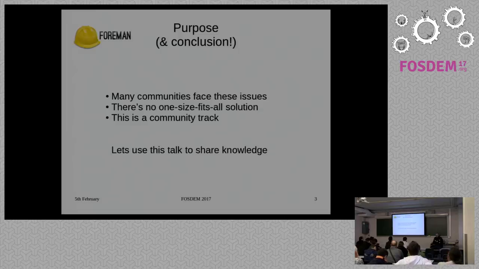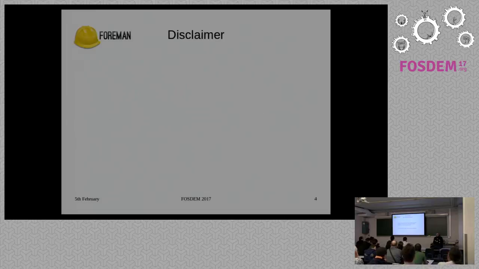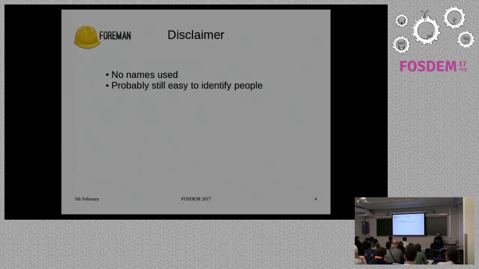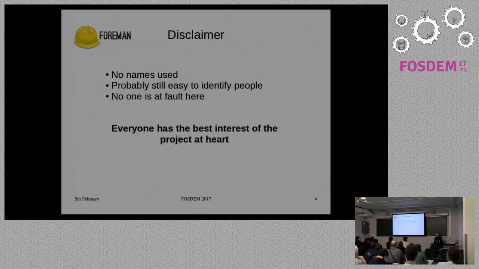So let me start with a quick disclaimer. I've taken all the names out of these scenarios that have come up in our community. However, if you're familiar with Foreman, you're probably still going to be able to figure out who we're talking about. It's just the way it is. But I want to be clear here. No one is at fault. I am not blaming anyone other than the systems that we have. Everybody has the best interest of our project at heart. I firmly believe that. But I think we can improve the systems. That's what I'm interested in. I am not about pointing fingers at people.